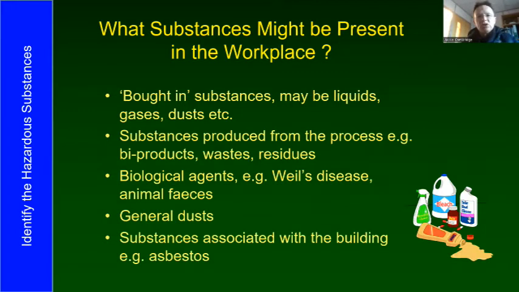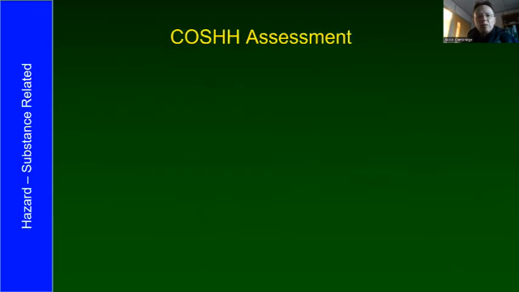So what substances have we got? Now, I've mentioned asbestos on the end of that slide. Asbestos isn't covered by the Control of Substances Hazardous to Health because it's got its own set of regulations. So what substances have we got? What's used routinely? What's used on an ad hoc basis?